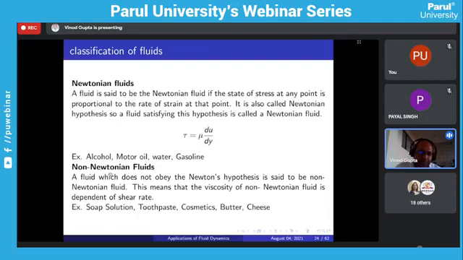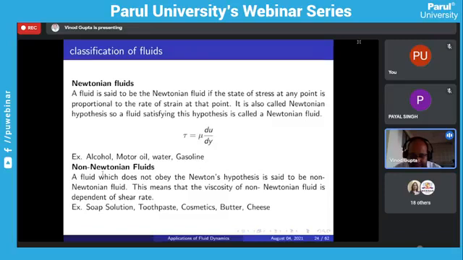And the non-Newtonian fluids are fluids which do not obey Newton's hypothesis of Newtonian fluid. That is called a non-Newtonian fluid, for example, soap solution. Right? So first of all, we will also see what is the stress.